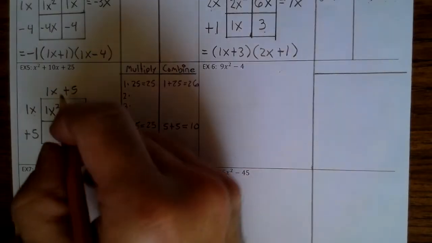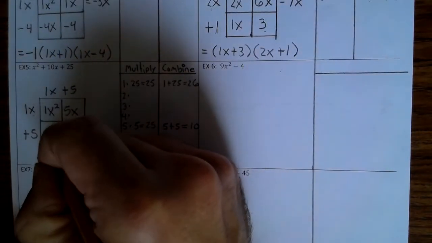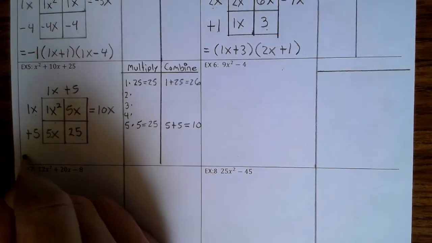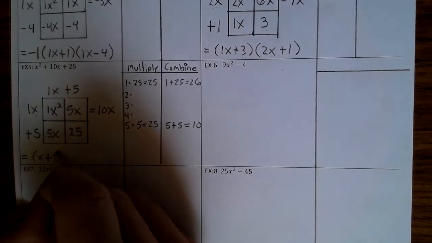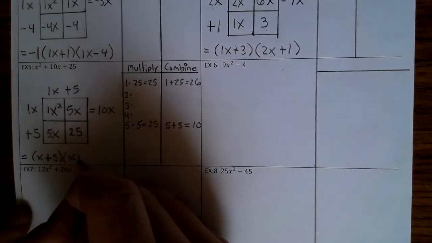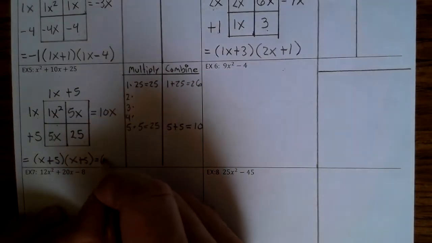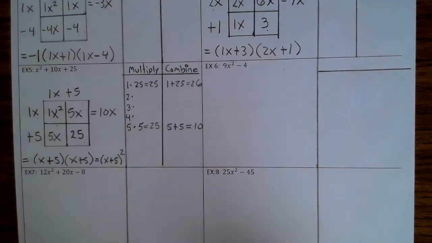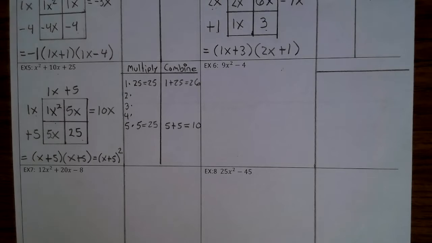Okay, well, 1x times 5 is 5x. 5 times 1x is 5x. 5x and 5x combined to be 10x. So this is factored as x plus 5 times x plus 5, which is equivalent to x plus 5 squared. Okay, go ahead and finish up example 5.